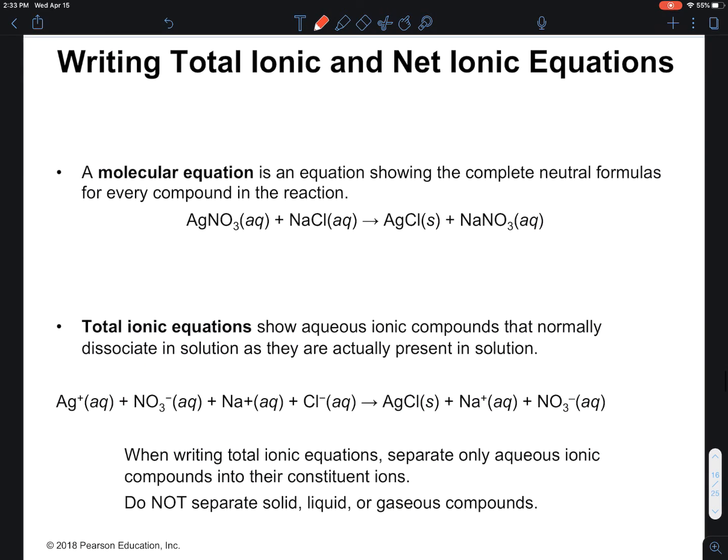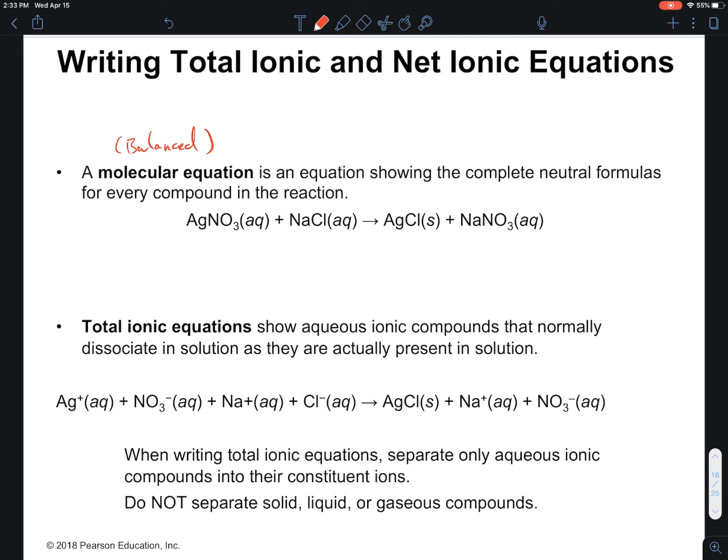All right, let's talk about the last thing you're going to need to be able to do besides identifying these reaction types, and it's writing these total ionic and net ionic equations. So there's 3 different types of equations that we're going to be looking at. The first one is just the balanced equation, which is called the molecular equation in some instances, but it's just the balanced equation that you write. Then you're going to be writing total ionic and net ionic equations.